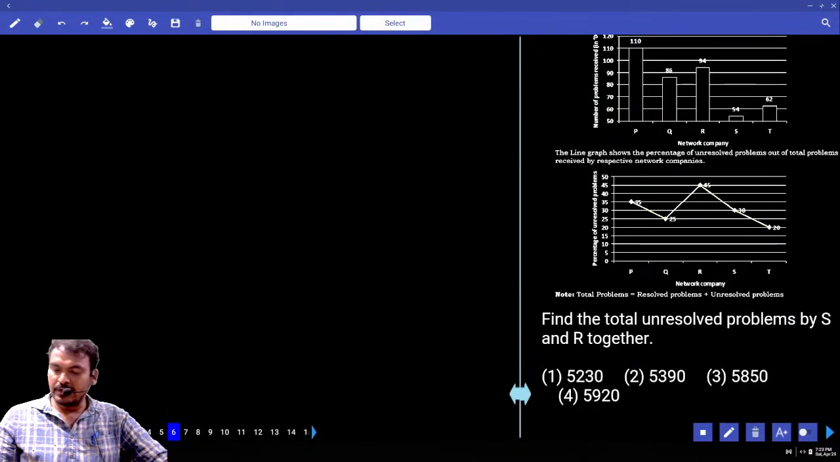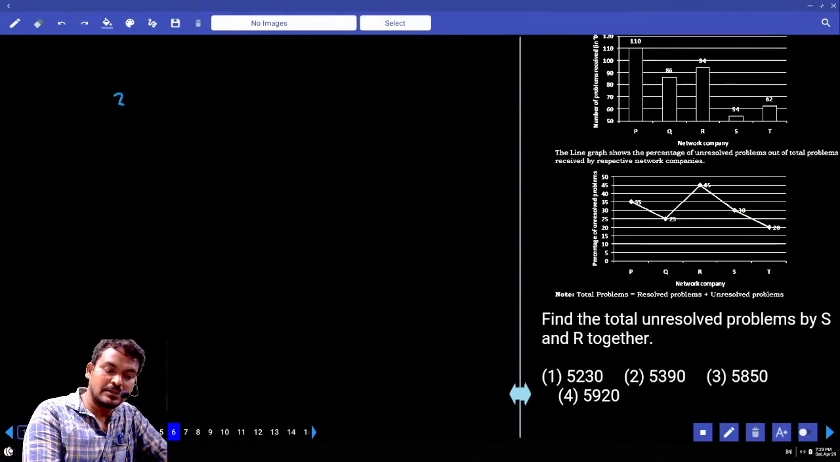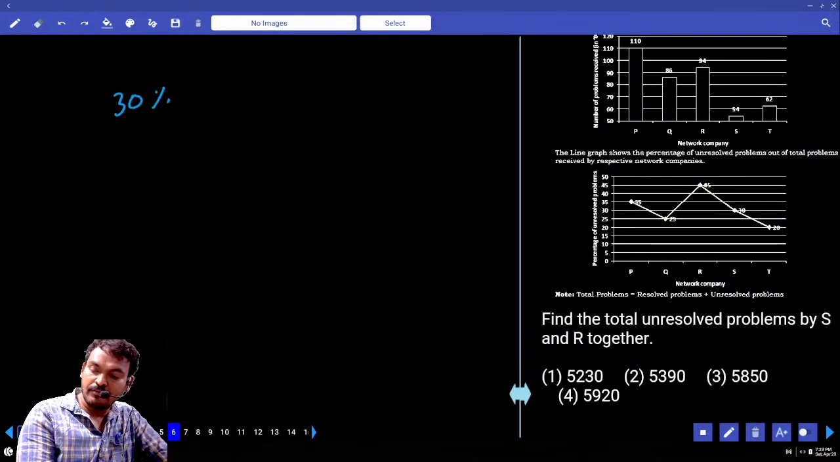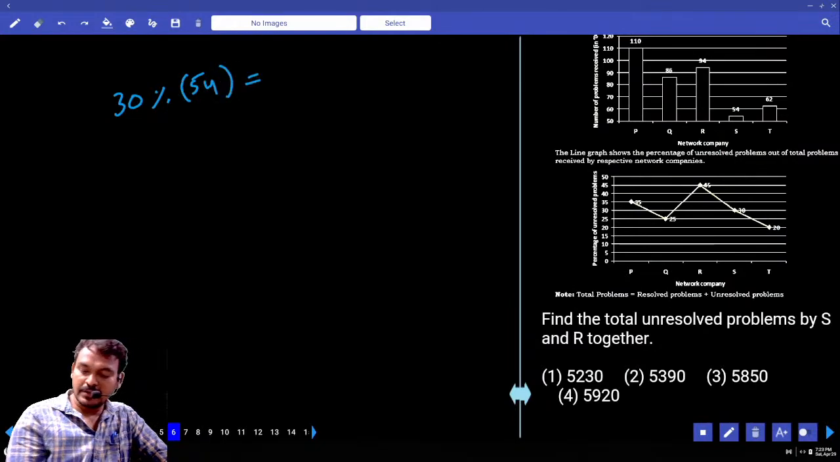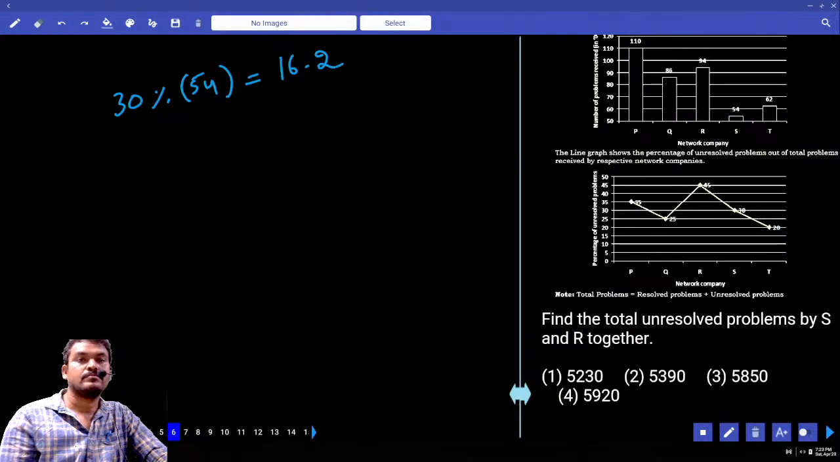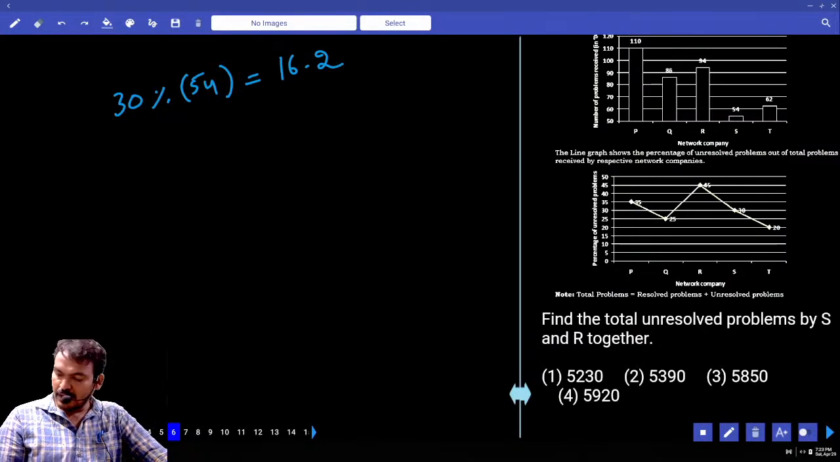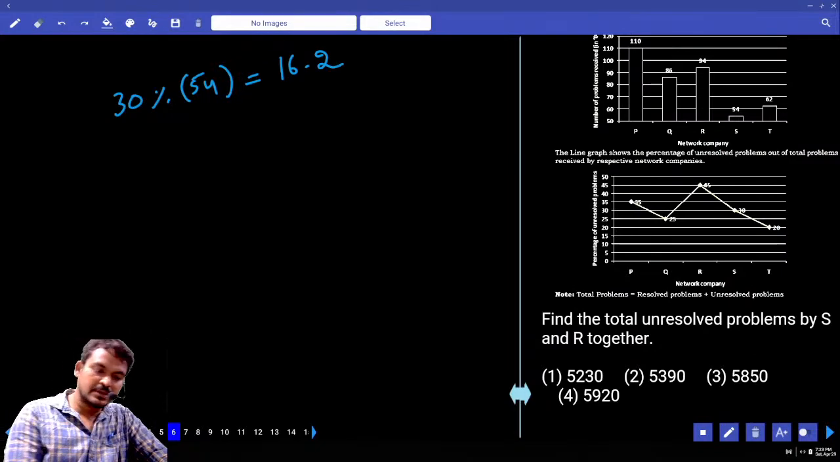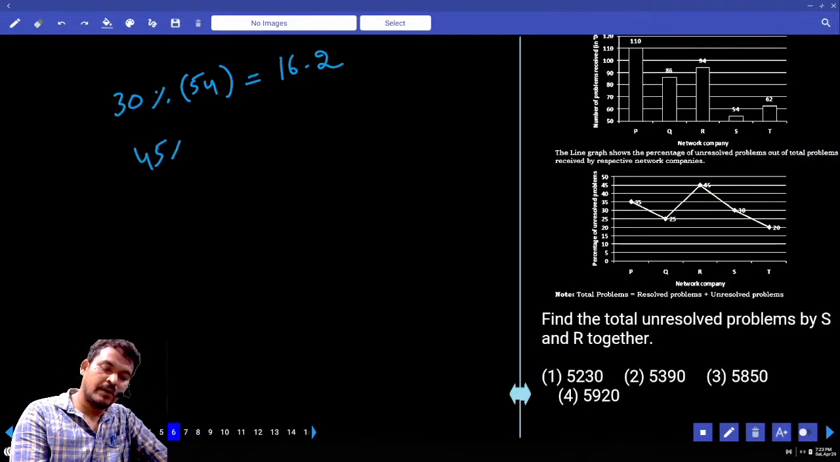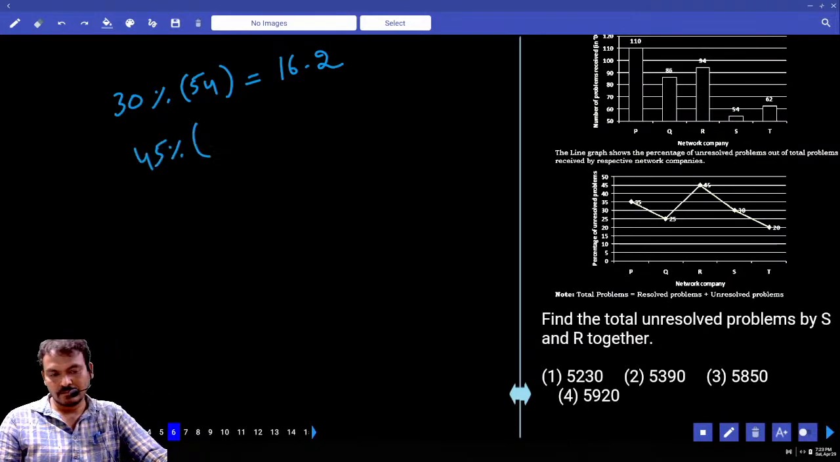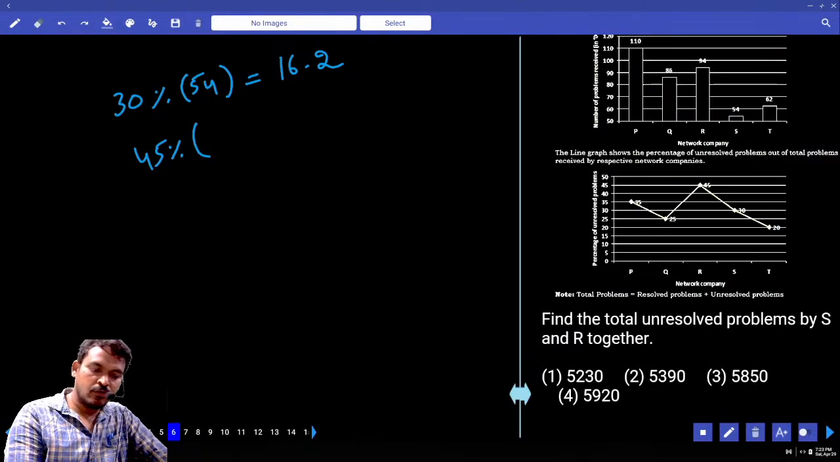Unresolved value of S. What is the S percentage? 30%. Of which one? 54. 30% of 54 is 16.2. Next R. What is the R percentage? 45%. Of which one? 94.